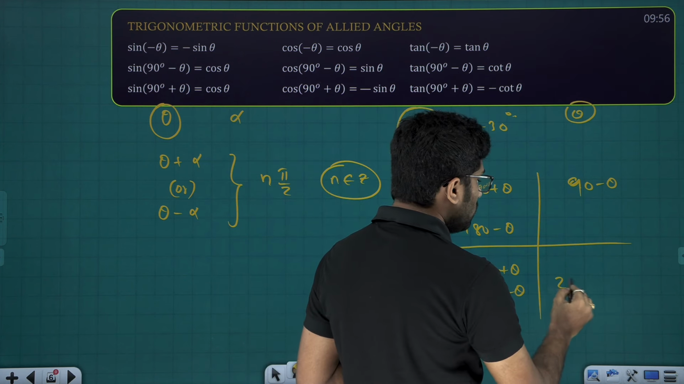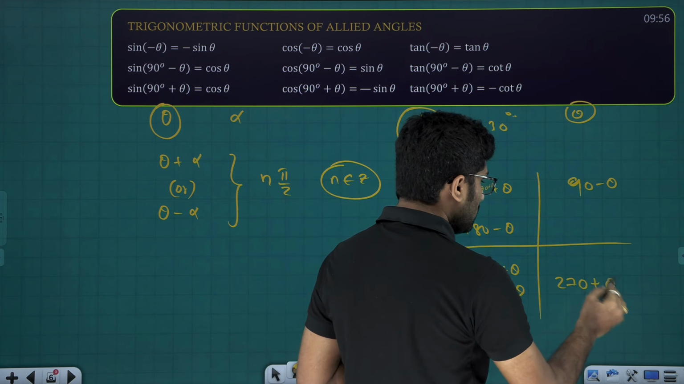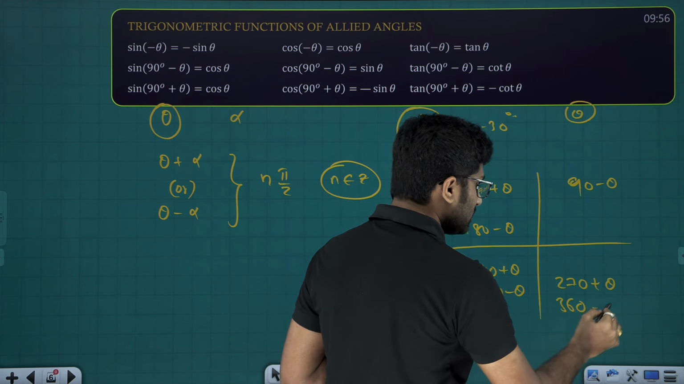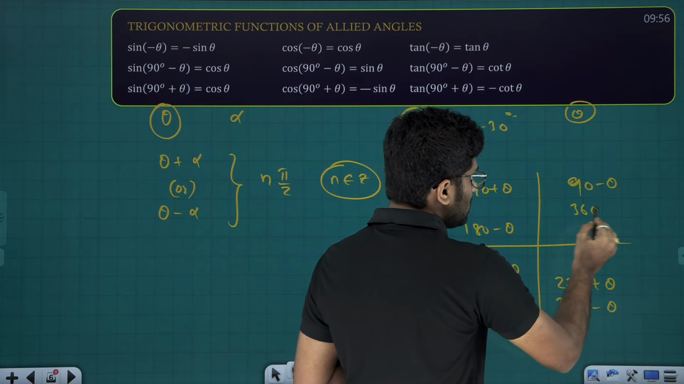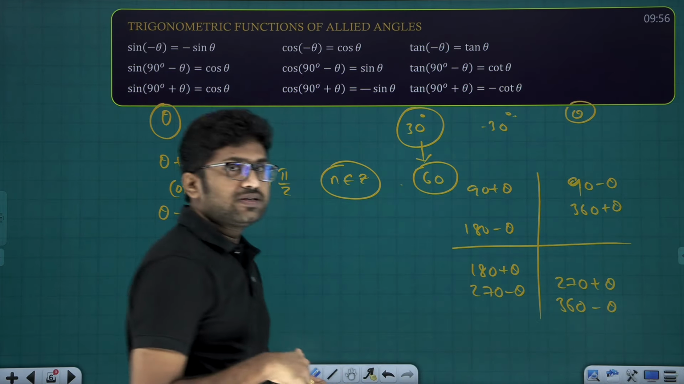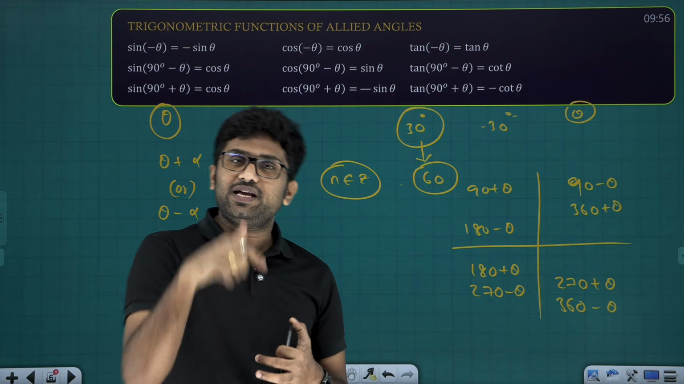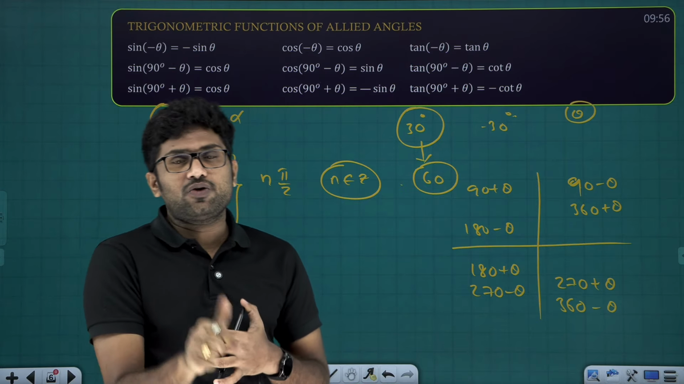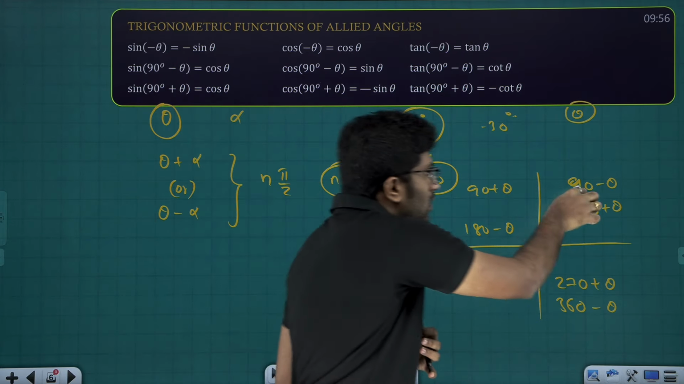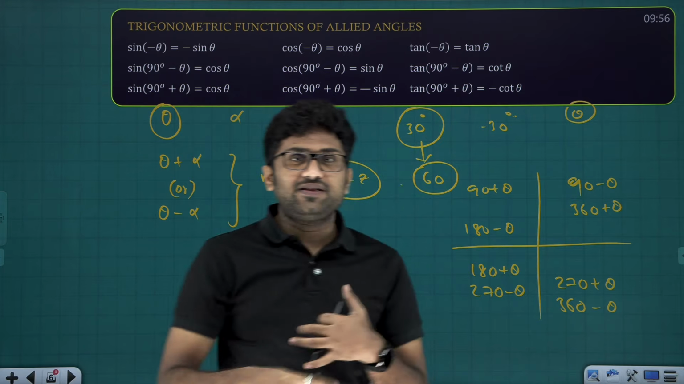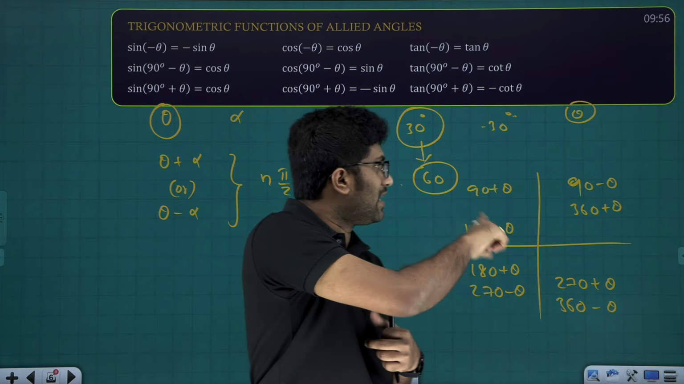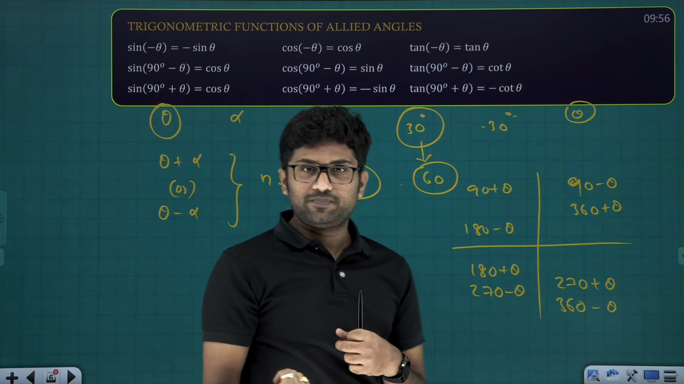In the fourth quadrant, more than 270, less than 360. In the first quadrant, more than 360, and the cycle repeats. So sine of 90 minus theta will be lying in the first quadrant, and in the first quadrant sine is positive, but for odd multiples of pi by 2, sine changes to cos. So we say sine of 90 minus theta is cos theta.